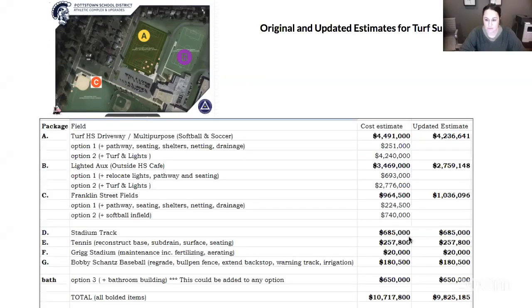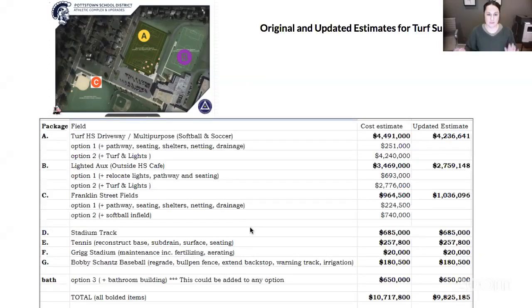The cost to resurface the track is $685,000, and that is going to become necessary in the next few years. The tennis courts, we have a drainage issue. We need to reconstruct the base, add sub-drainage and surfacing. The cost to do that is $257,000. Griggs Stadium, routine maintenance, fertilizing, aerating, $20,000. And the Bobby Shantz baseball field to regrade, do the bullpen fence, and extend the backstop and the warning track with irrigation is $180,000. And then any option to add bathroom facilities on the complex, $650,000.